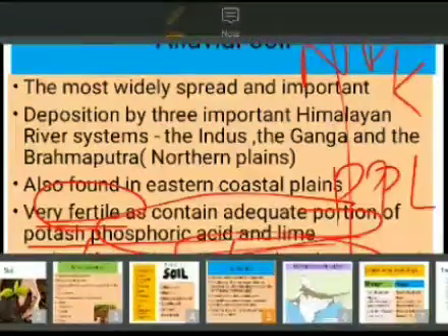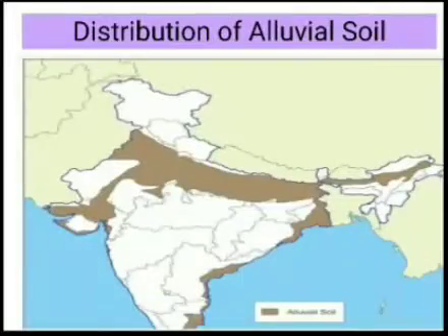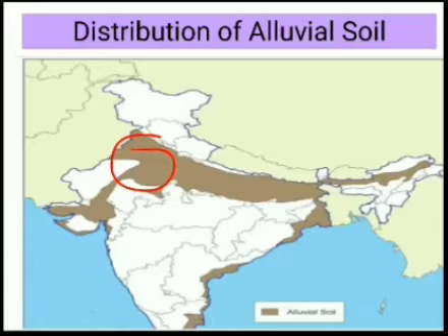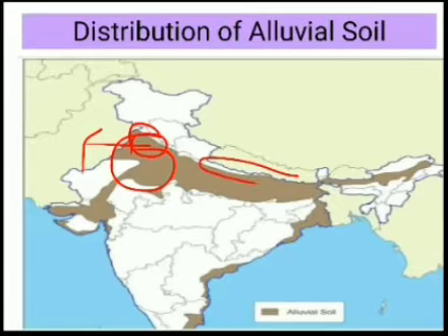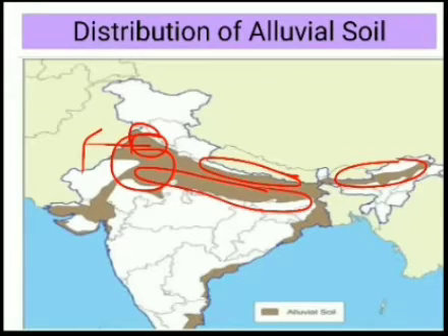Alluvial soil. Then, if I talk about the distribution of the soil, again with the help of a map, this is a part of the Punjab plains. This is where, children, I told you about the coast. This one is Tarai, this one is Dwars. Then this whole northern plain formed because of the deposition by the three rivers: Indus river system, Ganga river system, and Brahmaputra river system.